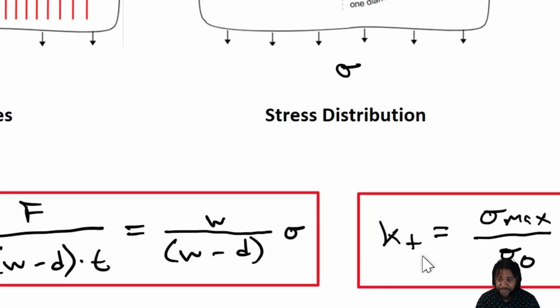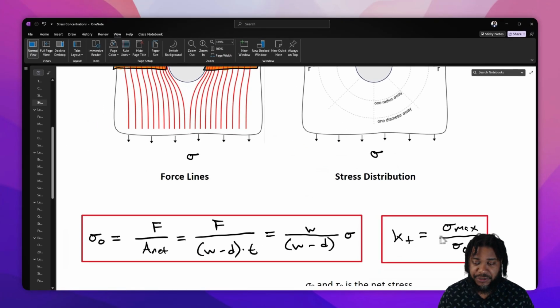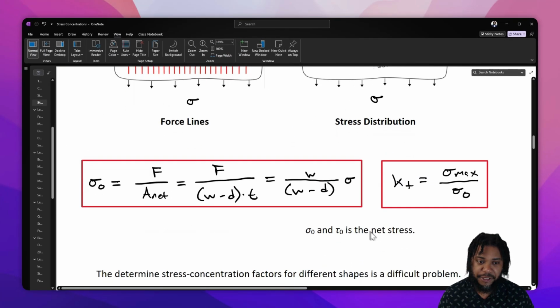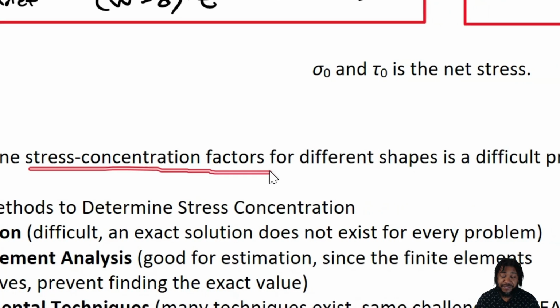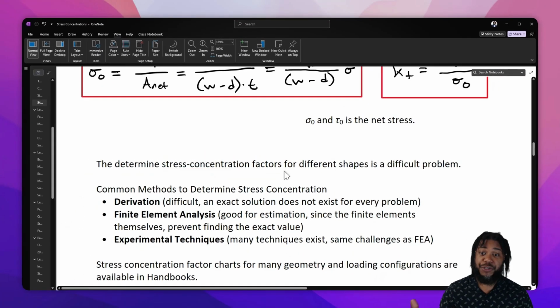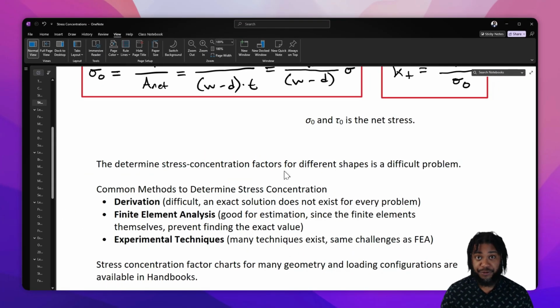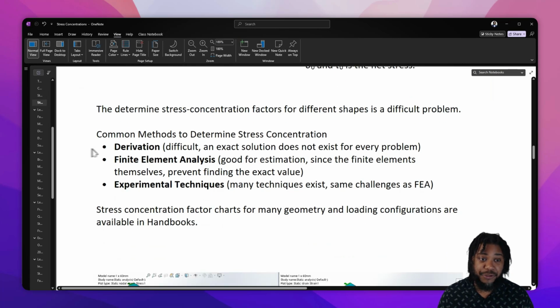where then K_T is equal to sigma max over sigma naught, right? Now, the determination of the stress concentration factor for different geometries and loading conditions can be difficult. For every unique geometry that we can imagine, there's a different K_T value that must be calculated from that geometry. There's a few ways for us to find those K_T parameters.